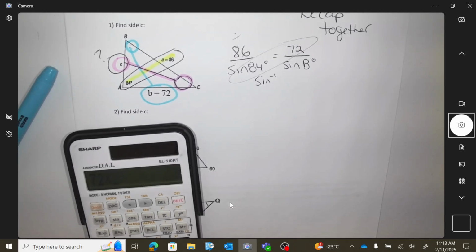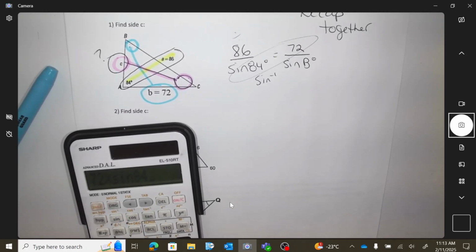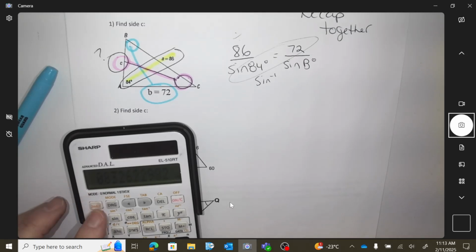On your test, I'm going to try to remind you, you got to check your calculator top to make sure you're in degree mode.